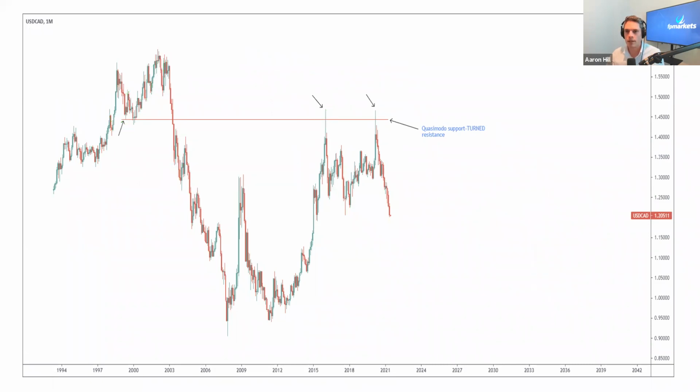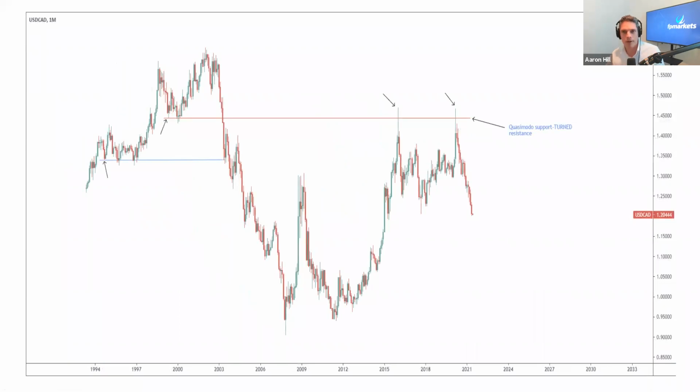Let me just clear the drawings and we'll move to the next slide. Oh, this is the same slide, guys, really. So this is more of a complex head and shoulders, if you will. Let me just get the pen out. So now we're looking at this Quasimodo support at this point here.